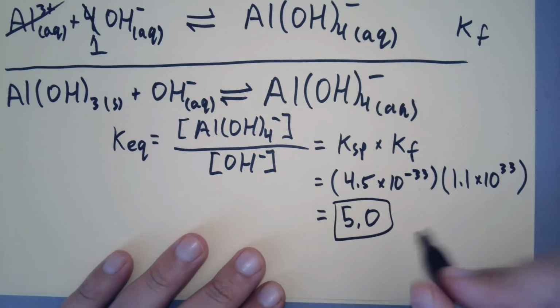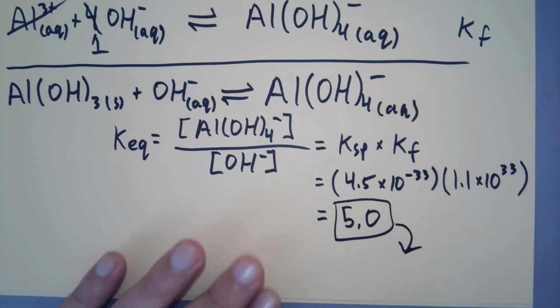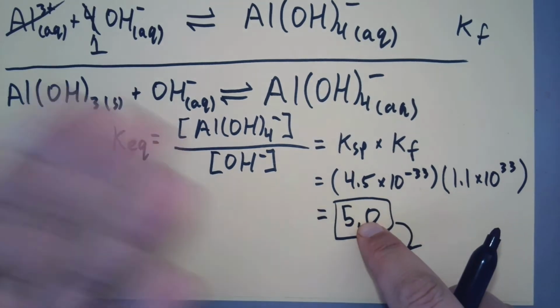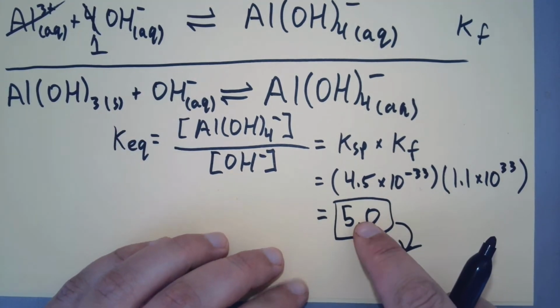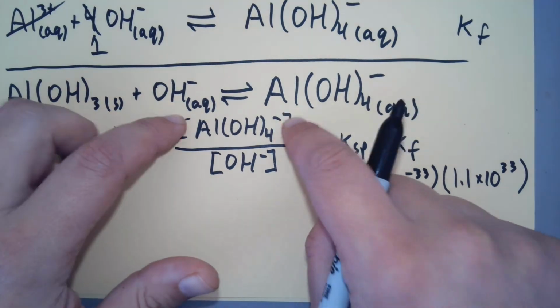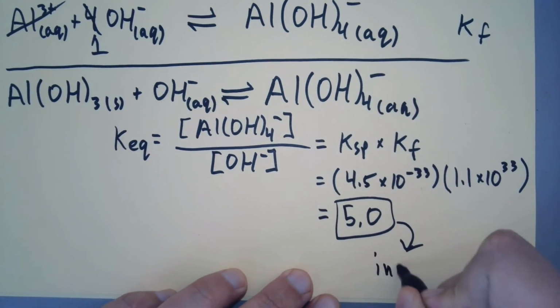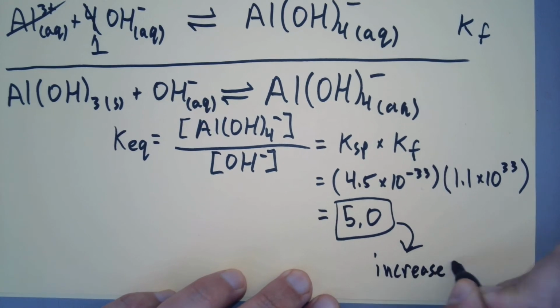Okay? And so what does that mean? Well, we went from a really small number to a moderate one. It's above 1, so this is definitely going to be more favored than this. That means increased solubility.